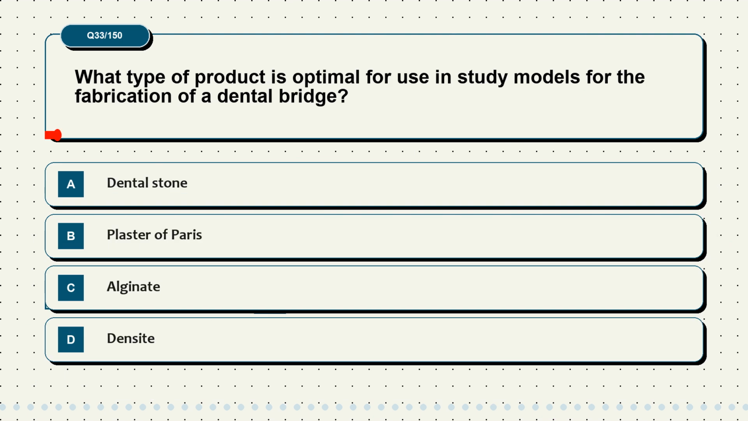Question 33. What type of product is optimal for use in study models for the fabrication of a dental bridge? Here are the options. Option A, dental stone. Option B, plaster of Paris. Option C, alginate. Option D, densite.